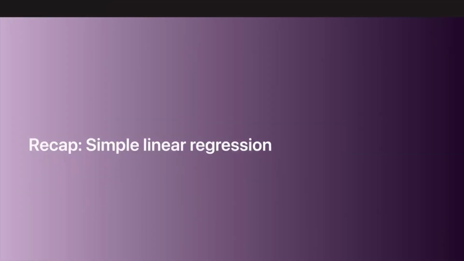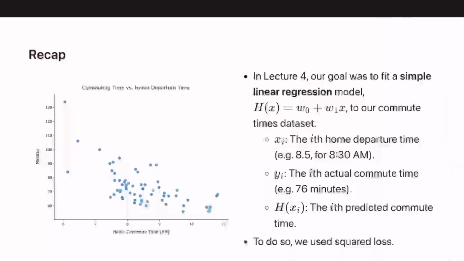Okay, so let's start by recapping simple linear regression. In last lecture, our main goal was to try and take this data right here, where we have our independent variable, home departure time, and our dependent variable, minutes. And we want to know, given some time when you left, either 6, 7, 8, 8:30, whatever it is, what would be the predicted minutes that it takes to get from home to work.